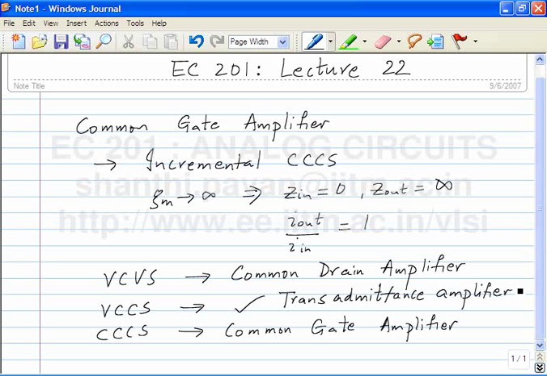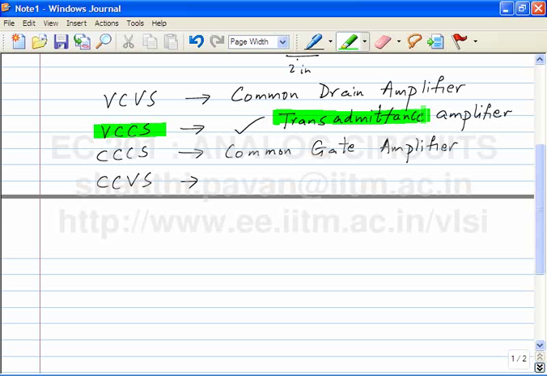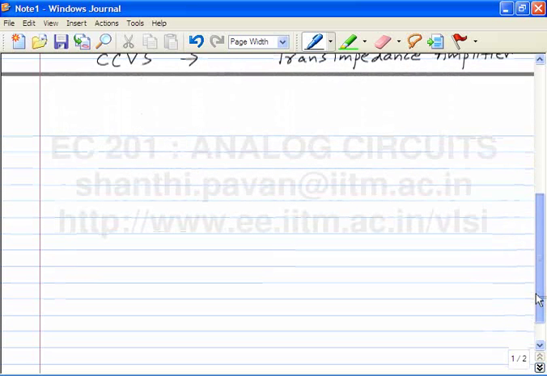So the last man standing is the current controlled voltage source. So by this, if you call this the transadmittance amplifier, what would you call this? Quite straightforward. This is what is called the transimpedance amplifier. And again, rather than put up the circuit and say this is a transimpedance amplifier, let us basically try and figure it out from scratch, so it builds intuition.